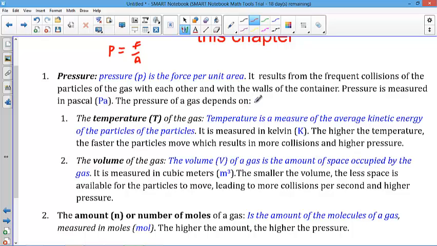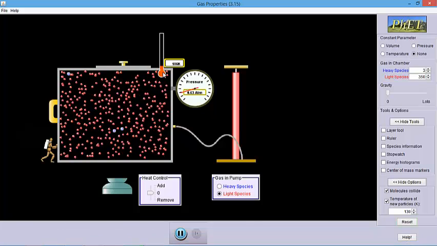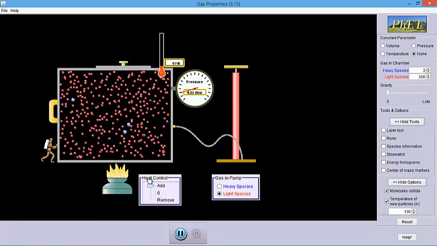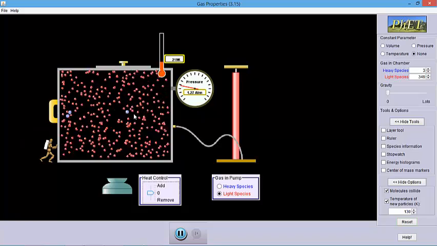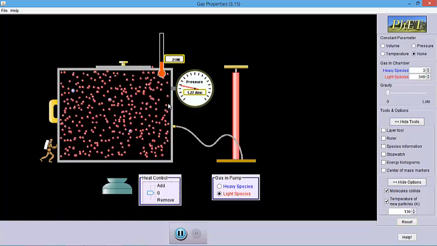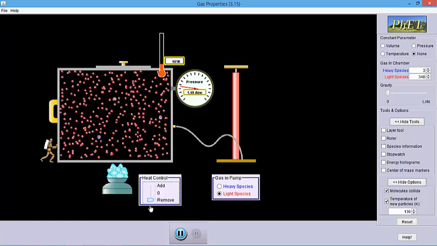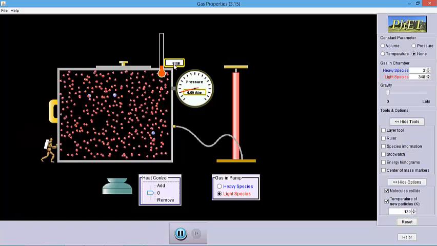The pressure of a gas will depend on the following. Number one, it will depend on the temperature T of the gas. Temperature is a measure of the average kinetic energy of the particles of the gas. Like we've stated earlier, a higher temperature means a higher kinetic energy, or a higher average speed of the particles. As you can see here, we're having a higher temperature and the particles are moving faster than they were before. If we decrease the temperature by cooling the gas, then the particles are going to be moving slower and the value of the temperature is going to be smaller.